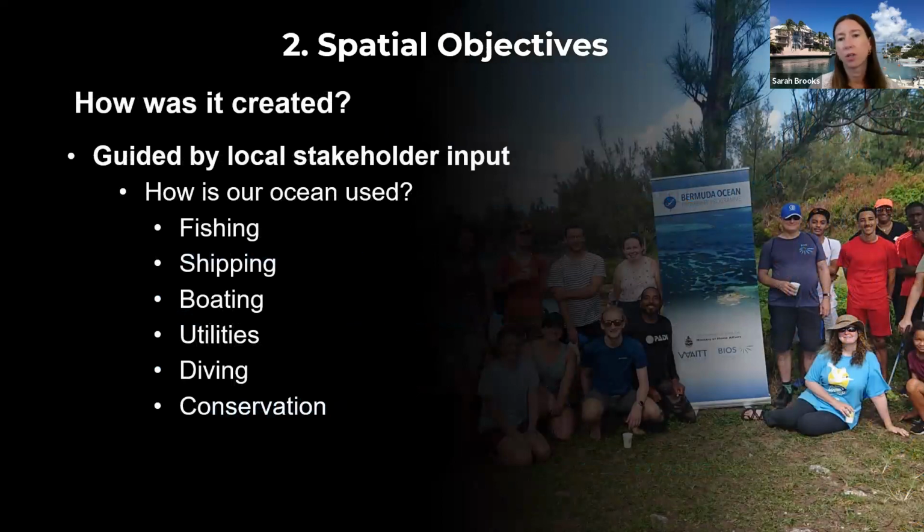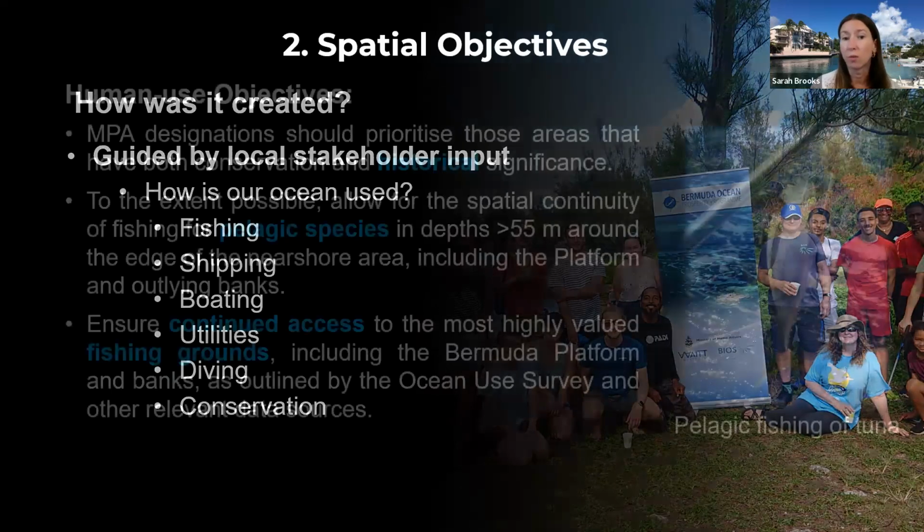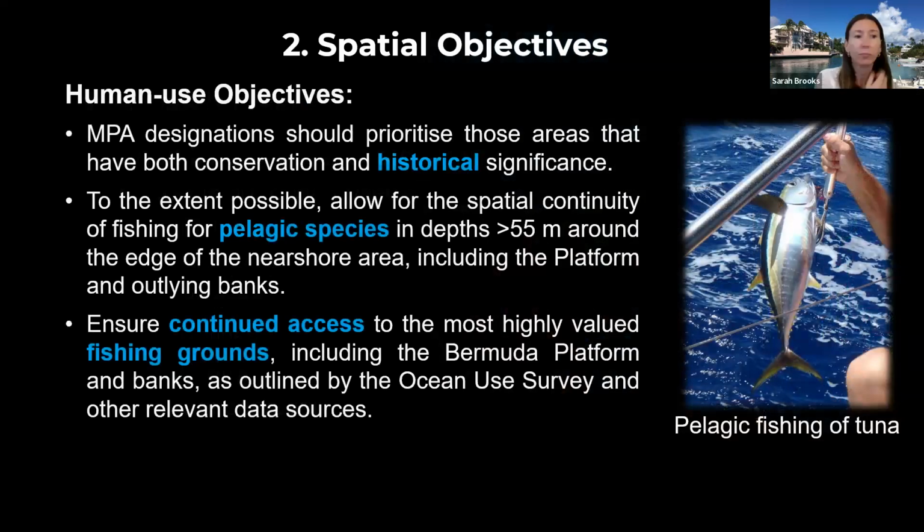We also wanted to make sure that the network takes account of how people use the ocean in an effort to reduce as much conflict as possible. So we spoke to lots of different stakeholders about how they use and value the ocean, and that resulted in additional human use objectives. So the first human use objective is about protecting areas of historical significance.